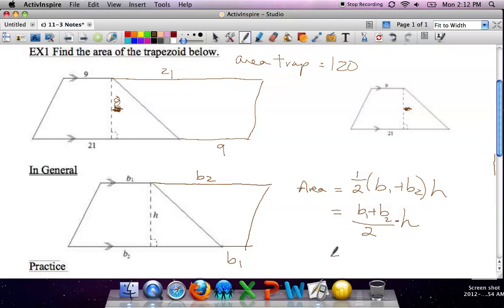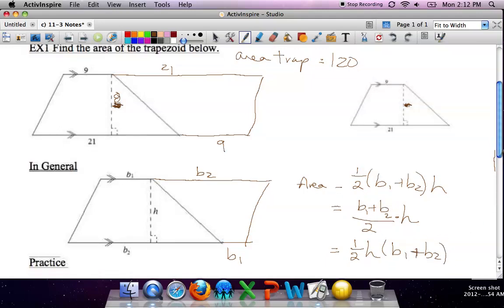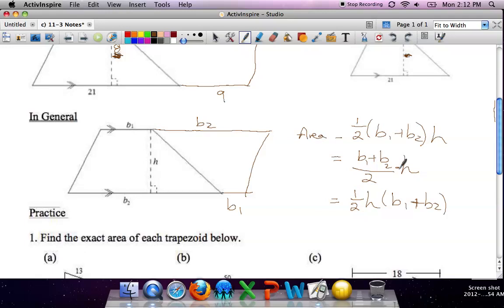And another common way is 1/2 height times B1 plus B2. So there are three common ways to express the area of a trapezoid, and those are the three ways.